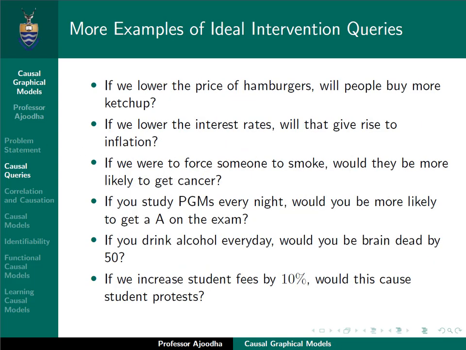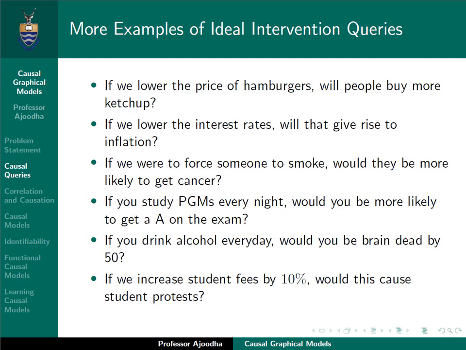So here's more examples, right? It's always good to have more examples. So here we have several examples of intervention queries, right? So this is different from probabilistic queries that we looked at before. So the first one, if we lower the price of hamburgers, will people buy more ketchup? Can you see the difference, right? It's will people buy it, not do we observe people buying more ketchup. If we lower the interest rate, will inflation increase? If students study PGMs every night, will they get an A for the course? These are very different kinds of questions.